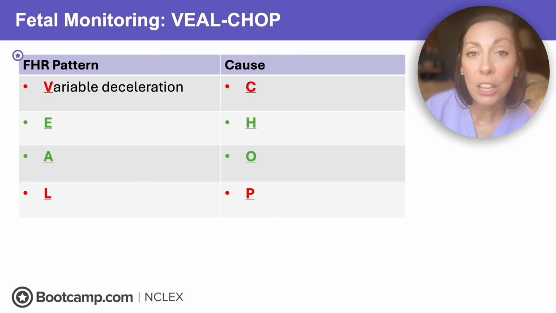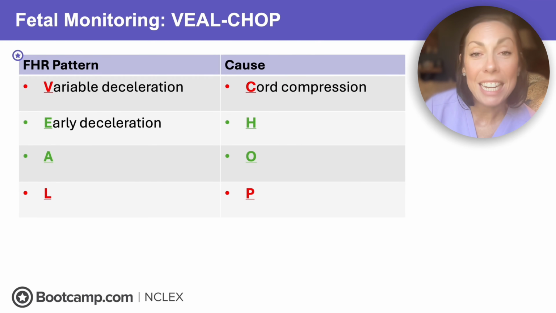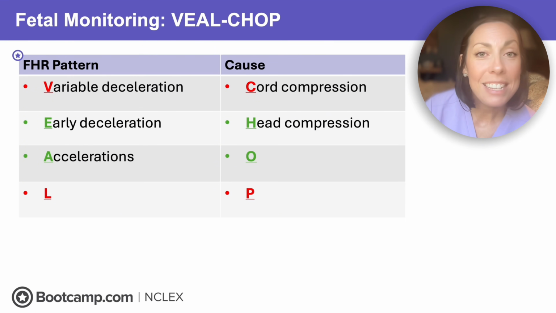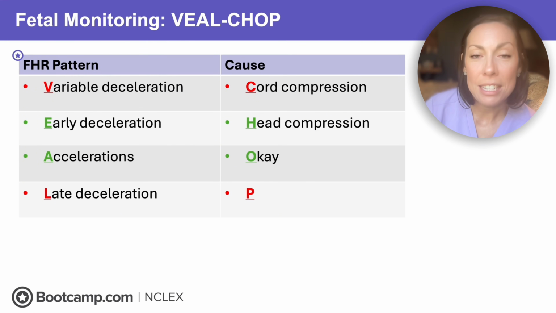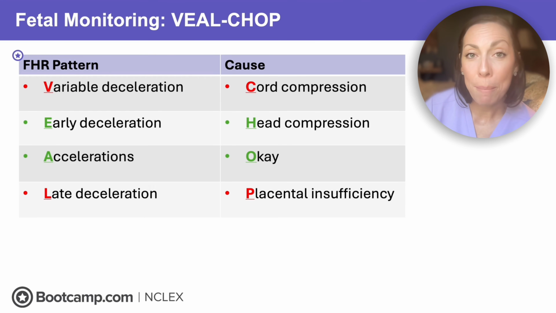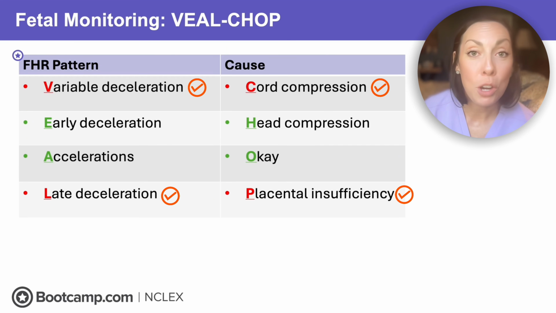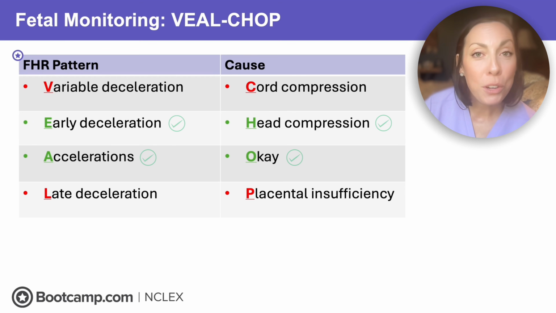So variable decelerations indicate cord compression. Early decelerations indicate head compression. Accelerations indicate everything is okay, and late decelerations indicate that we have placental insufficiency. So the VEAL is our fetal heart rate pattern, and CHOP is going to be the cause. So these in red mean we're in trouble, and those are the ones you would provide your STOP-IN interventions on. And those in green mean everything's okay, and we're going to continue to monitor.